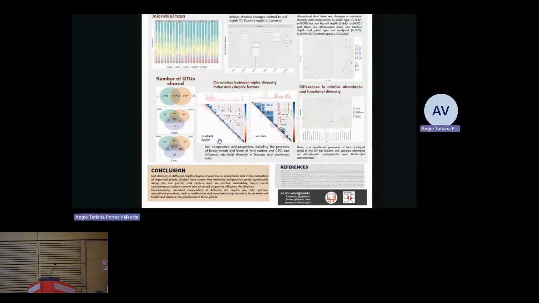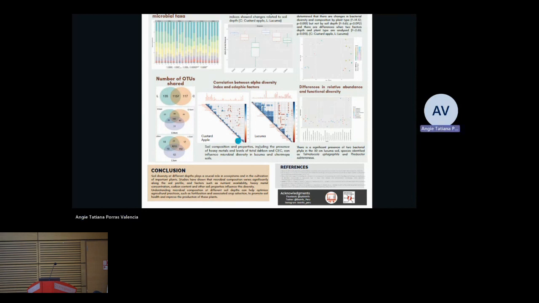The results of the soil analysis reveal the presence of certain factors in the lucuma soil, such as heavy metals, which could be associated with a decrease in microbial diversity. This is supported by the results of Pearson correlation analysis, which shows a negative relationship between the presence of heavy metals and the microbial diversity index.